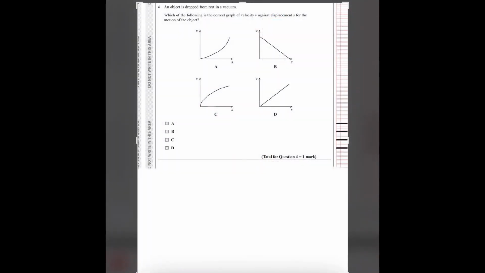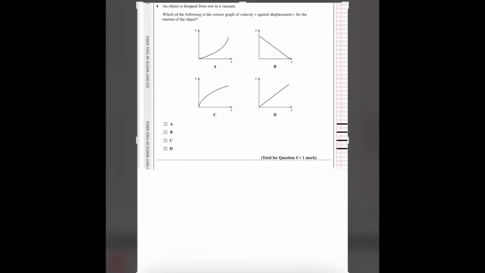Number 4. An object is dropped from rest in a vacuum. Which of the following is the correct graph of velocity against displacement for the motion of the object? So when the object is falling down due to gravity, the gravitational potential energy is being converted into kinetic energy. So at that point, when gravitational potential energy GPE is equal to KE, we can also write that mgh is equal to half mv squared.